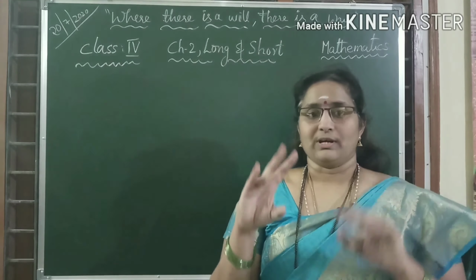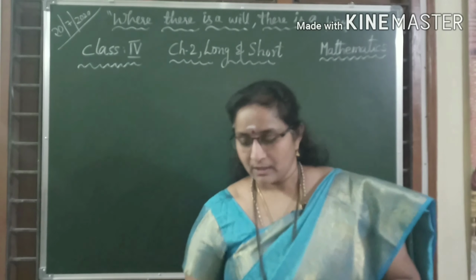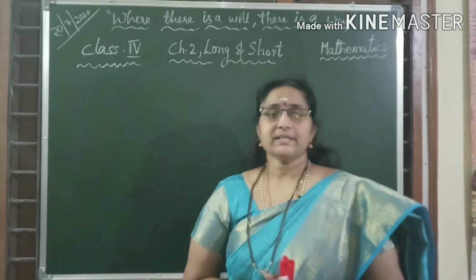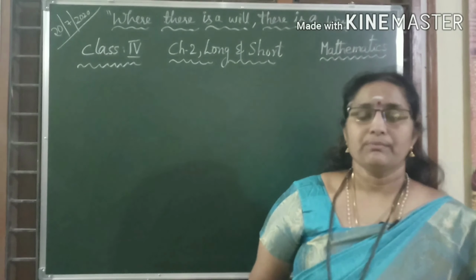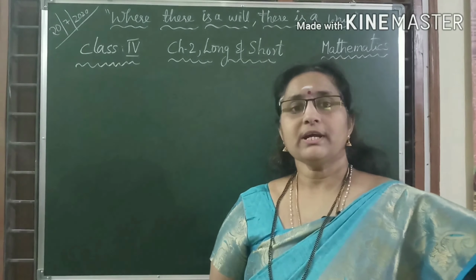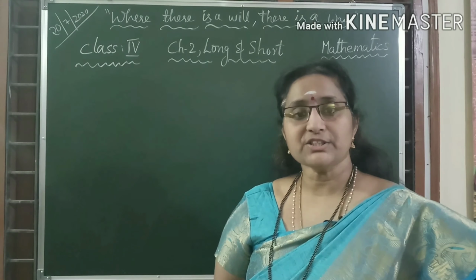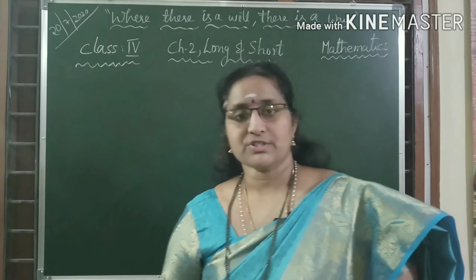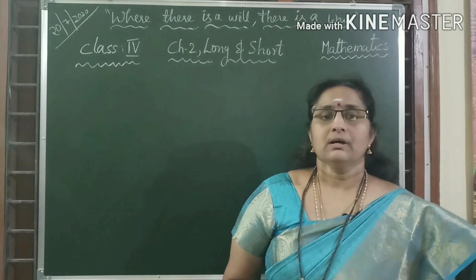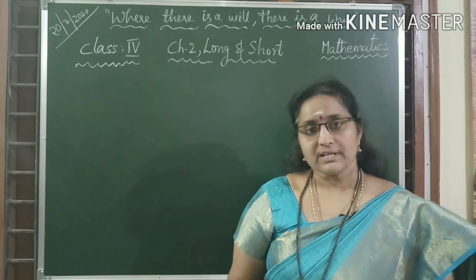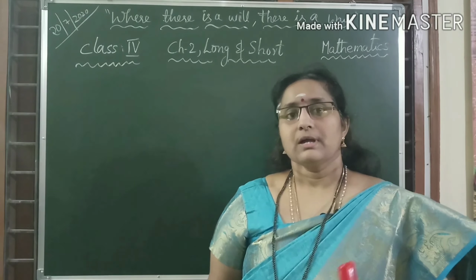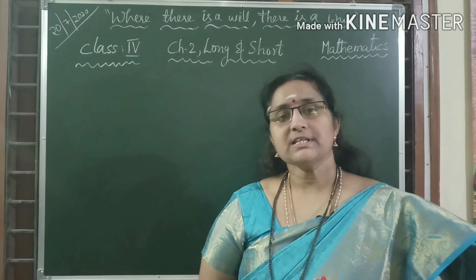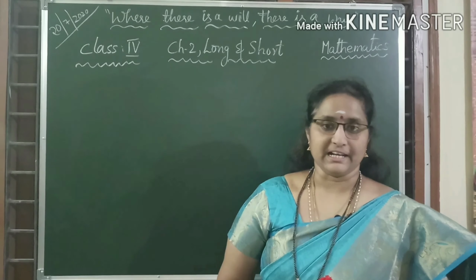Okay. Well children, in the last class we completed revision for chapter 1, Building with Bricks. Today we are going to revise the second chapter, which is Long and Short. Before starting the chapter, we will memorize once about place value system and number system, which is useful in our daily life.